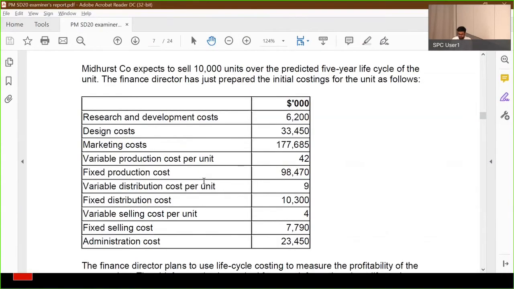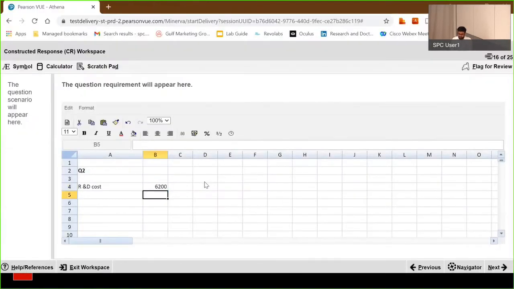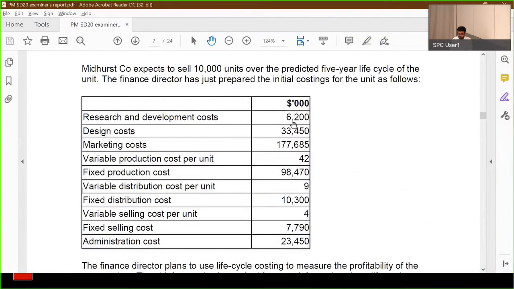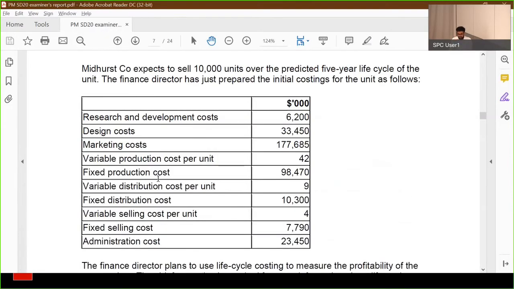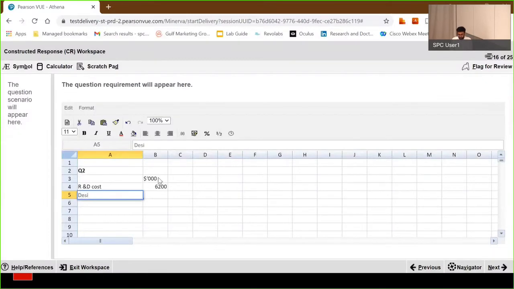Total cost is 6,200, and be very careful that the given costs are with 1,000 common. So we have to add back 3 zeros once we are done with the total. Next, we have design cost. Design cost 33,450.